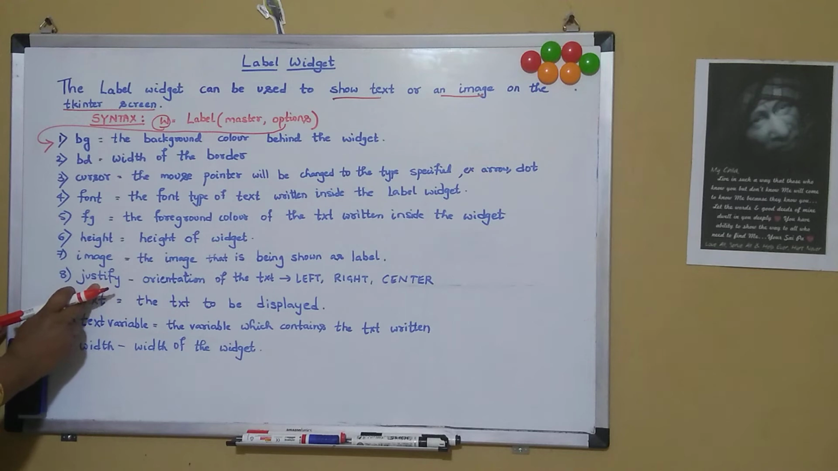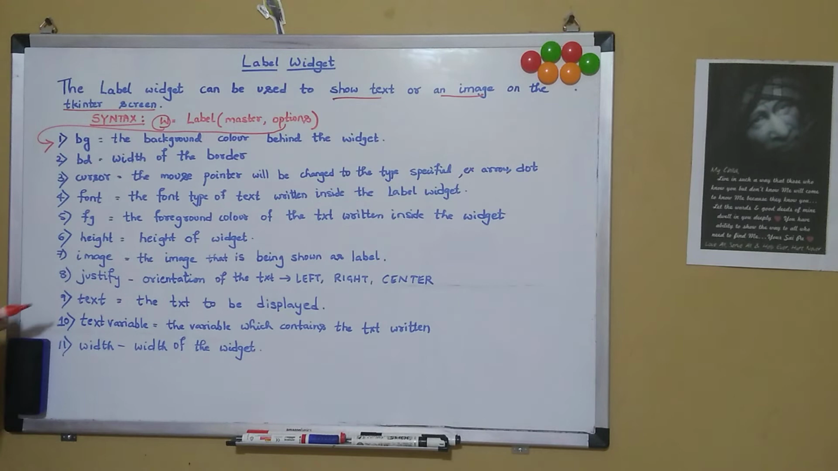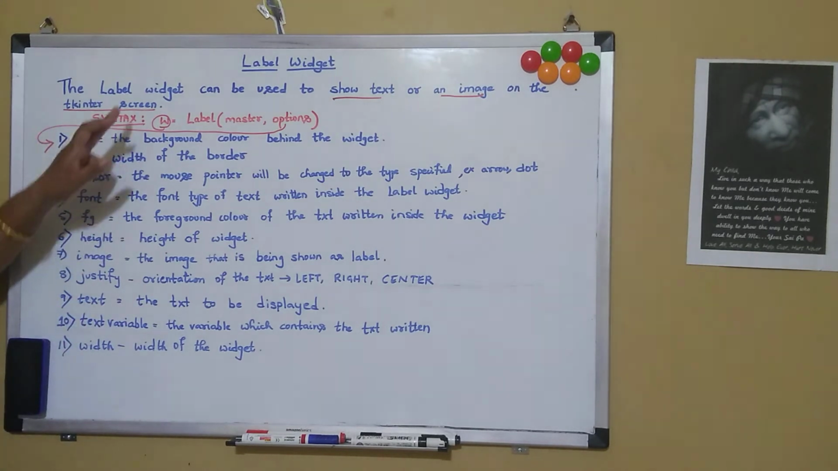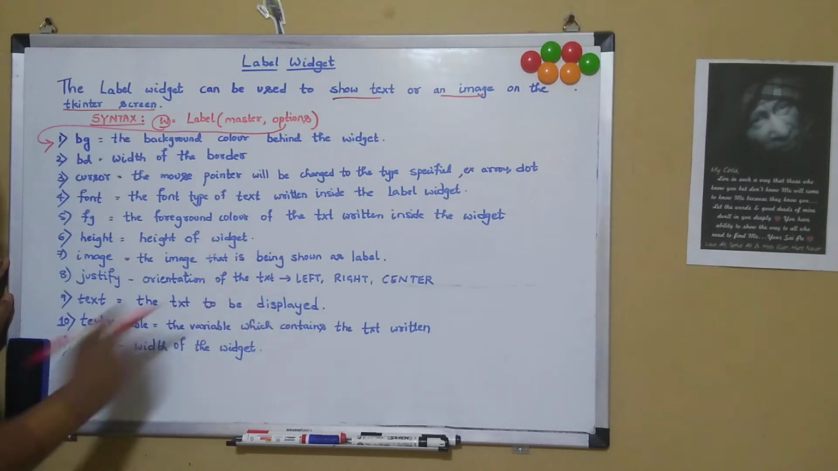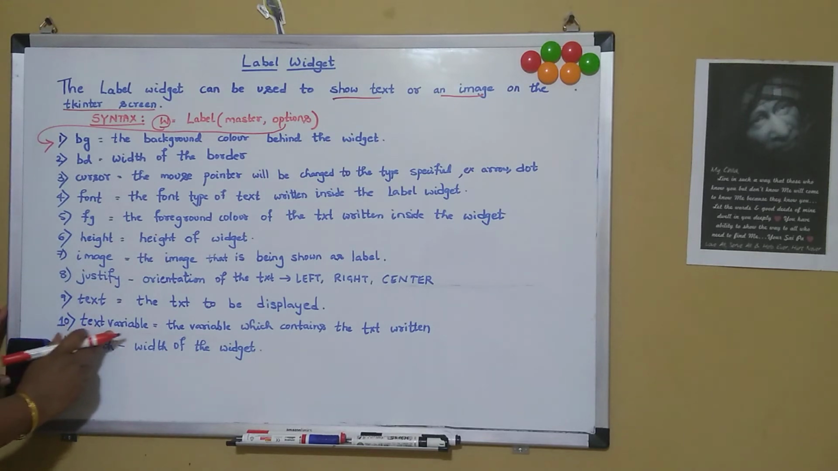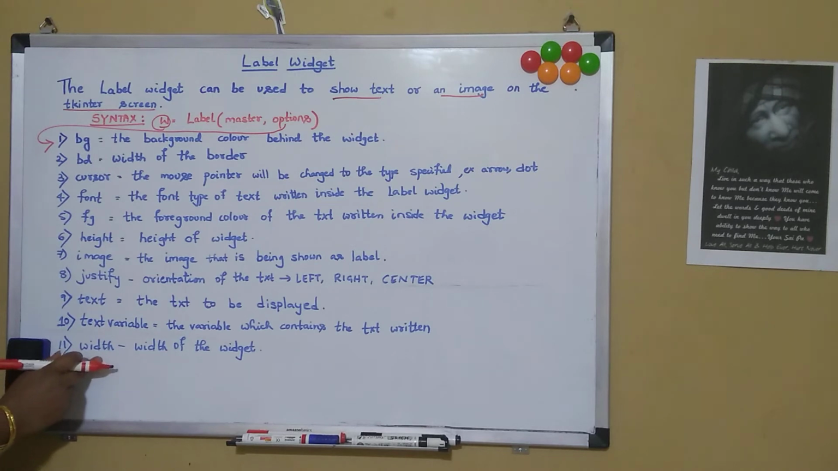Then we have justify. It helps in justifying the text, whether it should be left orientated, right orientated, or center orientation. The ninth one is the text. What text has to be written within the label widget? We can specify the text to be displayed on the screen. Then we have textvariable. The text which has been written can be captured in a variable, and that is the textvariable. Finally, we have the width, which specifies the width of the widget.